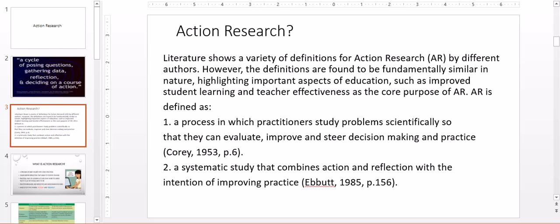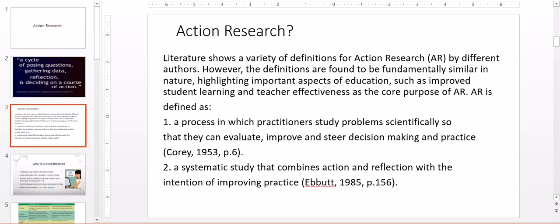For the definitions, looking at the two definitions, just make out what they talk about. A process in which a practitioner studies the problem scientifically so that they can evaluate, improve, and steer decision making practice. So we look at our work, look at the problems, evaluate the problem, then think about what we can do to improve, and ultimately make some decision for the change.